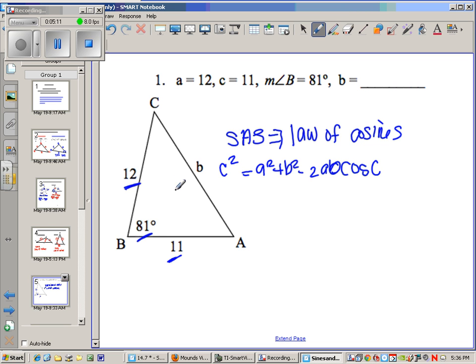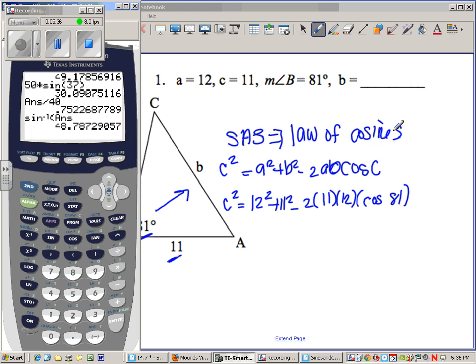If I'm going to plug in my information, remember that the side c, even though this says b, is always across from our angle. So c squared is going to equal 12 squared plus 11 squared minus 2 times 11 times 12 times the cosine of our angle, which is 81. Now, if you recall from yesterday, we can go to our calculator and do this whole thing. So let's go to our calculator.